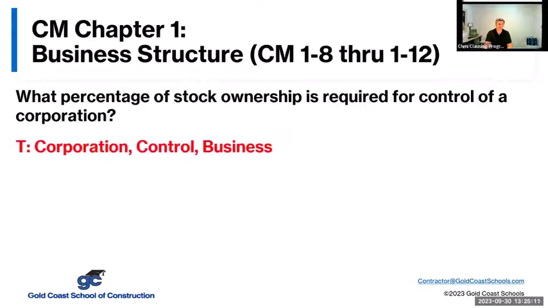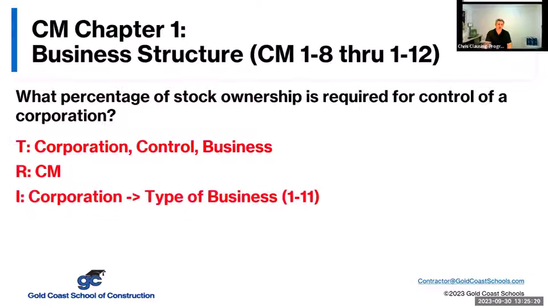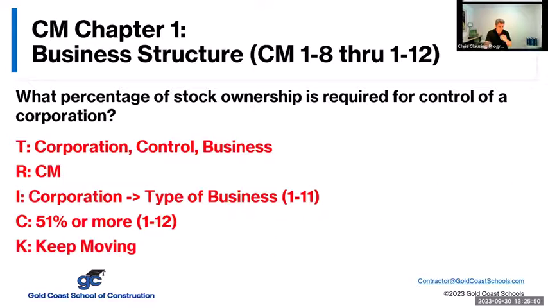What percentage of stock ownership is required for control of a corporation? Well, our topic here, corporation, control, business, these are all pretty good options for topics and keywords. We know we're in the Contractor's Manual. Let's go to corporation and see. It's a pretty broad keyword, should give us a lot of options. Under that, we see types of business. That seems to correlate with what we want to find here. We're on 1-11, and when we skim that section, we see 51% or more, actually on 1-12. So you can see it gets us in the right neighborhood, but not in the exact right spot. So be prepared to skim headings, subheadings, and highlights. And then we're going to keep moving.